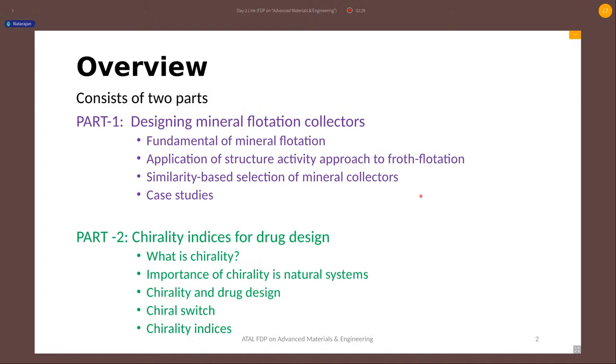The overview of the lecture is that it is organized into two parts. In part one, I'll be talking about the designing of mineral collectors and the fundamentals of mineral flotation, because several of you may be new to the concept of flotation. Then the application of structure activity modeling and the selection of collectors. Then I'll be presenting two case studies on how we synthesized new collectors for flotation. In part two, I'll be covering chirality indices for drug design. Most of you may not be core chemistry graduates, so I'll introduce what chirality is, the importance of chirality in natural systems, chirality in drug design, and the recent concept of chiral switch and repurposing. Finally, I shall conclude with the chirality indices used for drug designing.